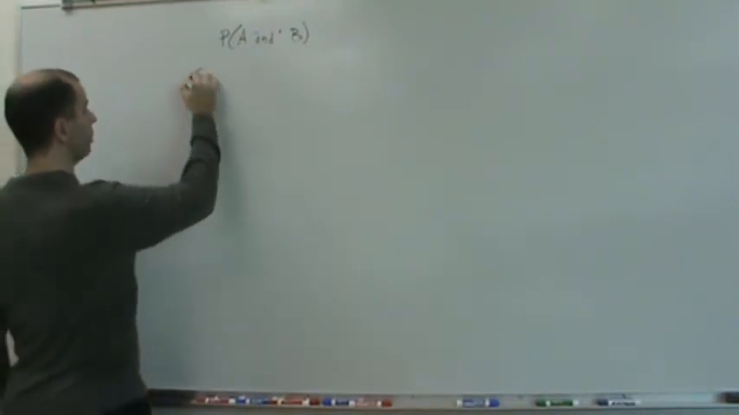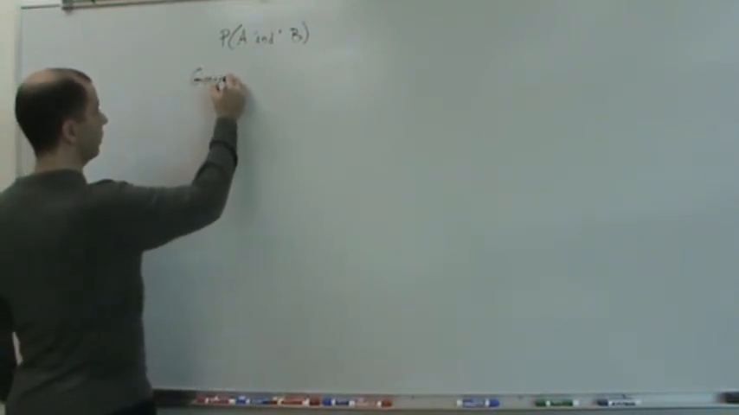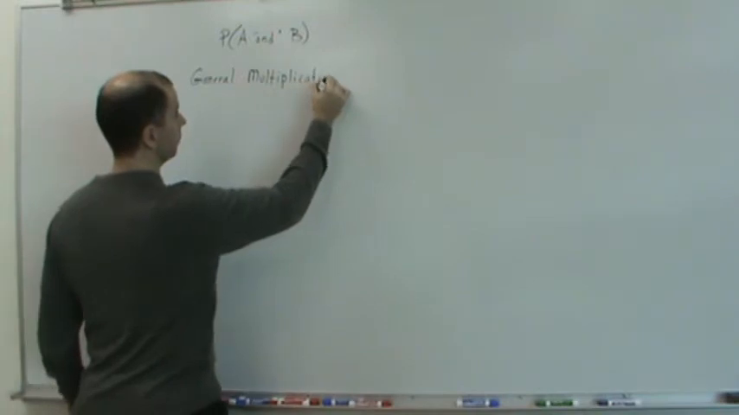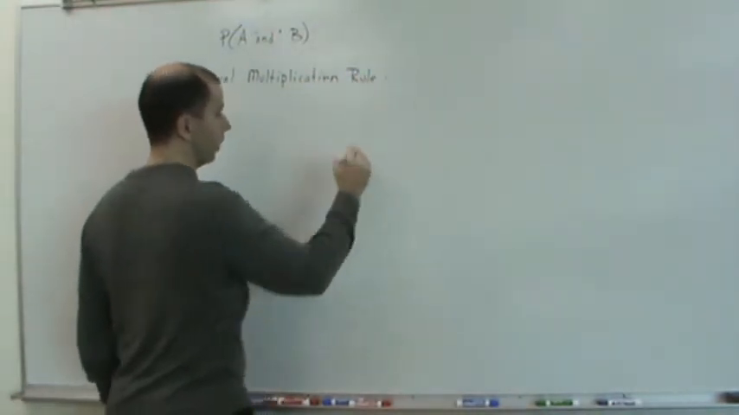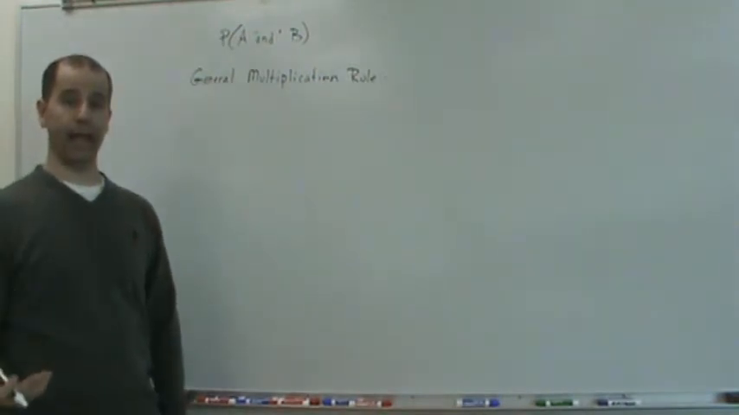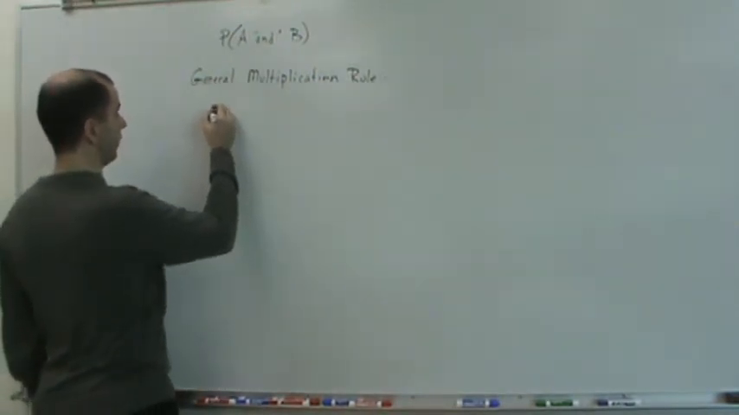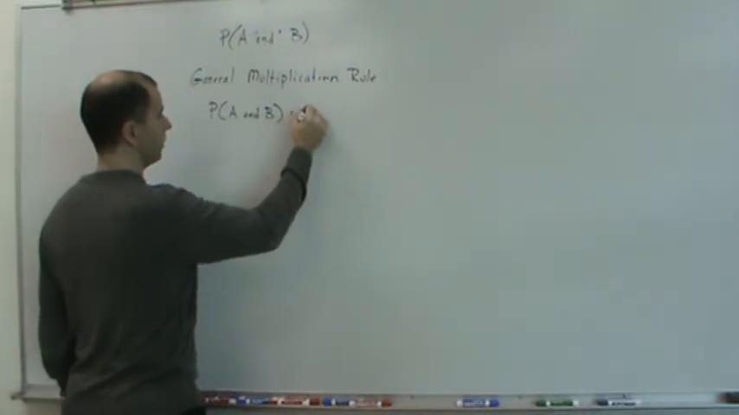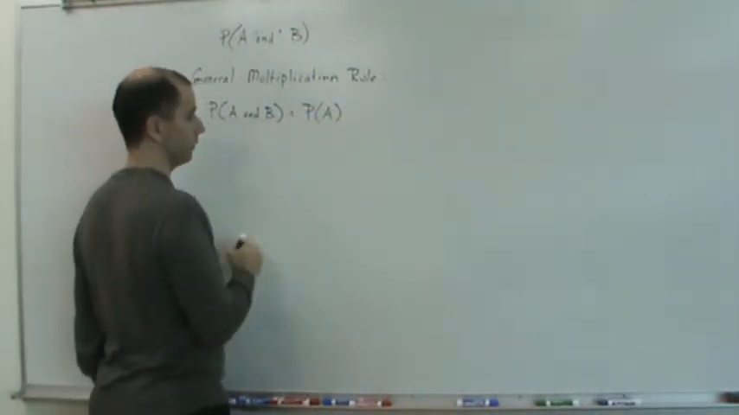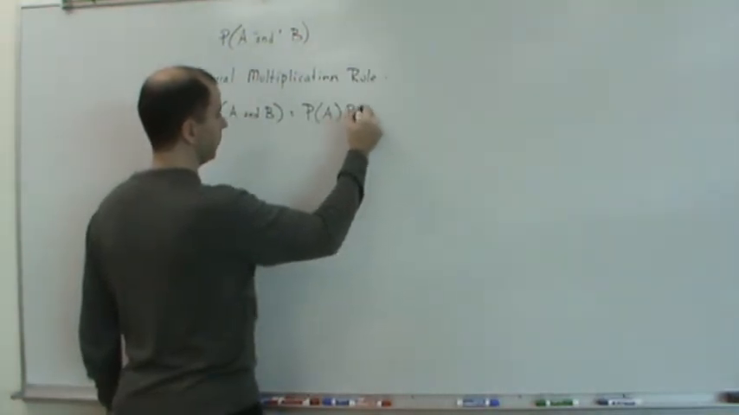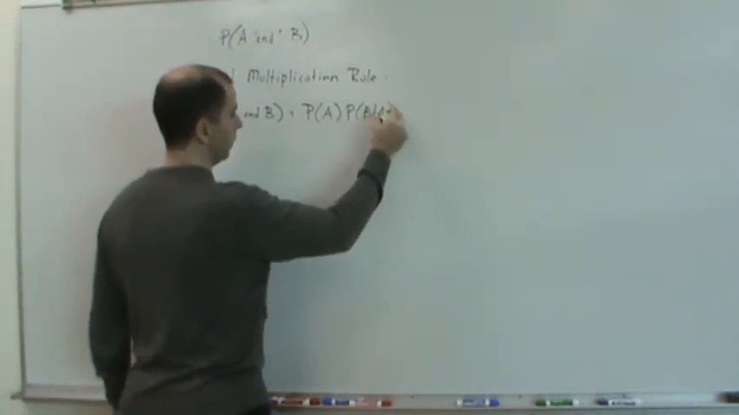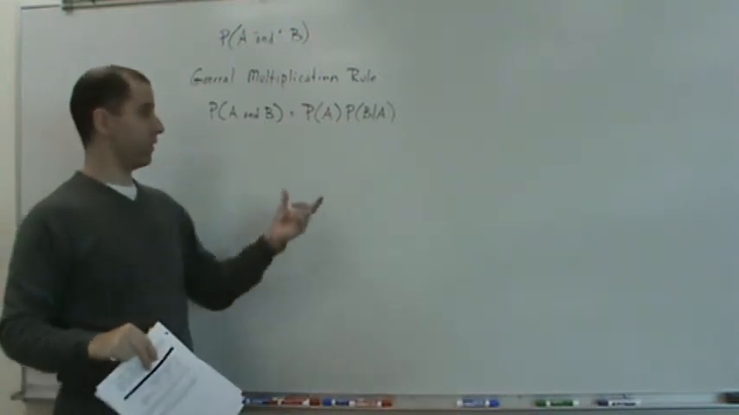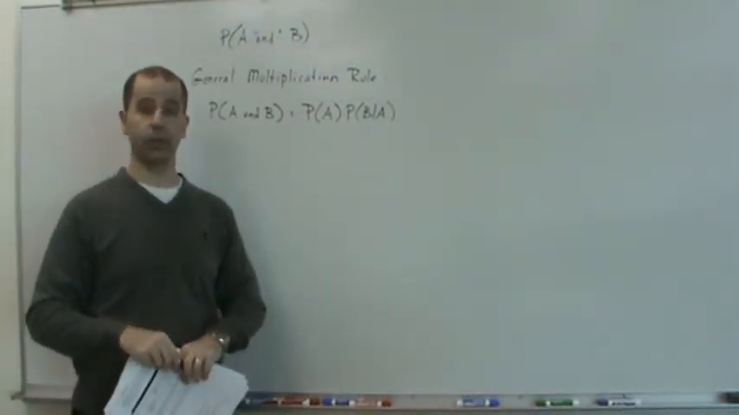So the general multiplication rule works for any situation where you're looking at an AND. The probability of A and B is equal to the probability of A, times the probability of B given A. If you remember, this is actually directly from the conditional probability definition.